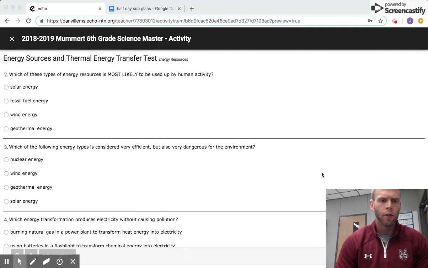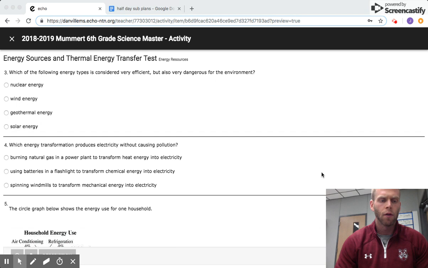Number 2, which of these types of energy resources is most likely to be used up by human activity? Solar energy, fossil fuel energy, wind energy, geothermal energy. Question 3. Which of the following energy types is considered very efficient, but also very dangerous for the environment? Nuclear energy, wind energy, geothermal energy, solar energy.